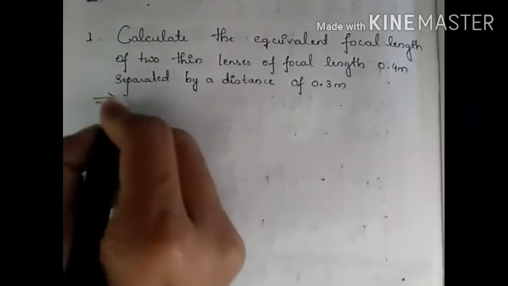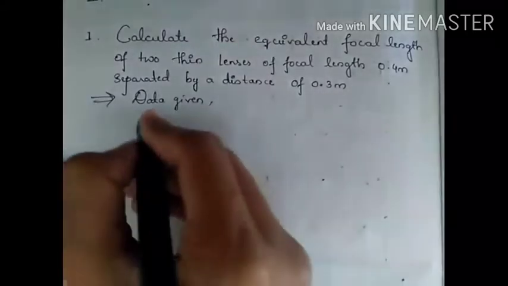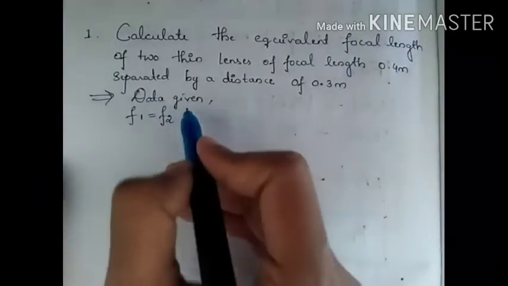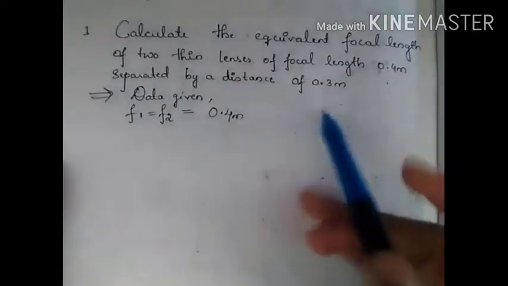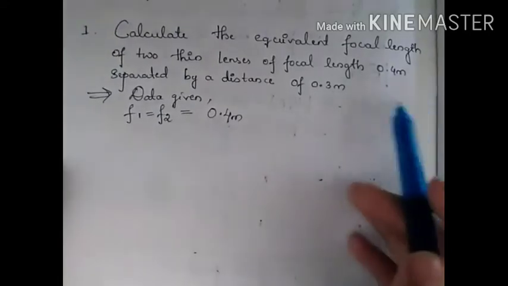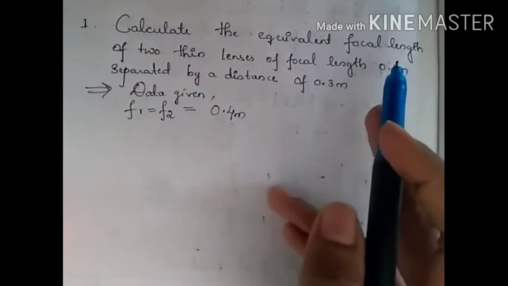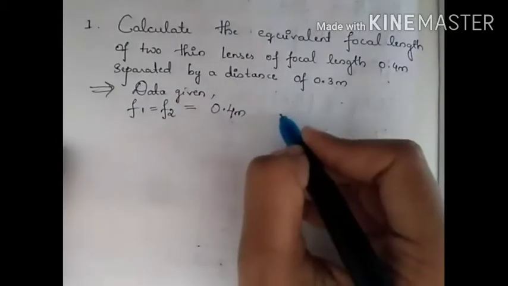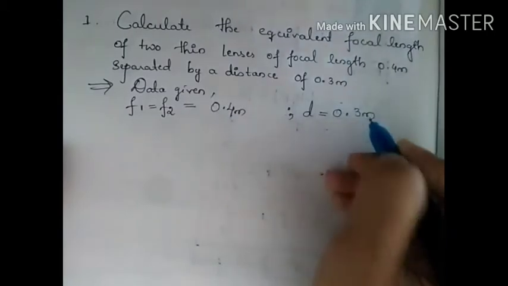So the data given is f1 and f2. Both these are equal, so that is 0.4 meters. Both these quantities are in the same unit, so no need to change them to centimeter or millimeter. They are in meters, so let us keep them in meters itself. The next is the separation distance. The separation distance is denoted by small d, that is 0.3 meter.